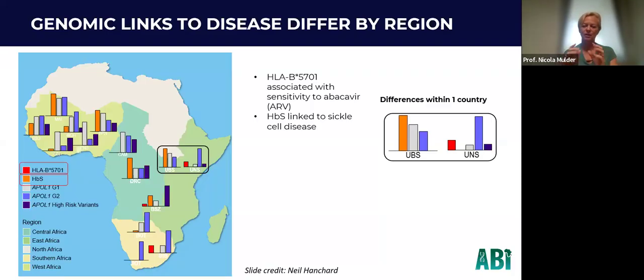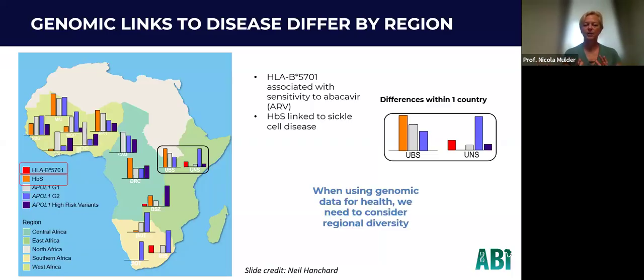The bar that's got a rectangle around it is showing that within one country, you have two different populations that have these two different sets of variants. So in Uganda, for example, one part of that population has the susceptibility to sickle cell disease. The other one has no sickle cell disease, but has an increased sensitivity to this antiretroviral.